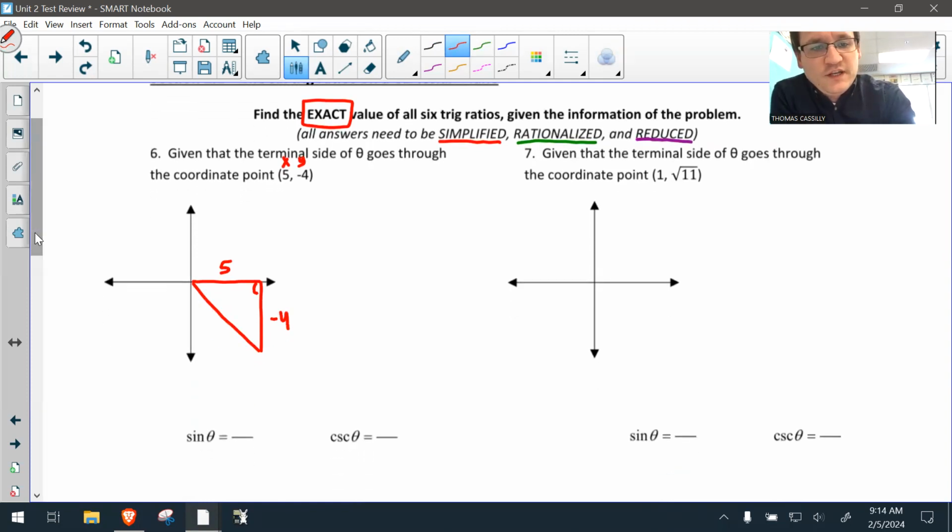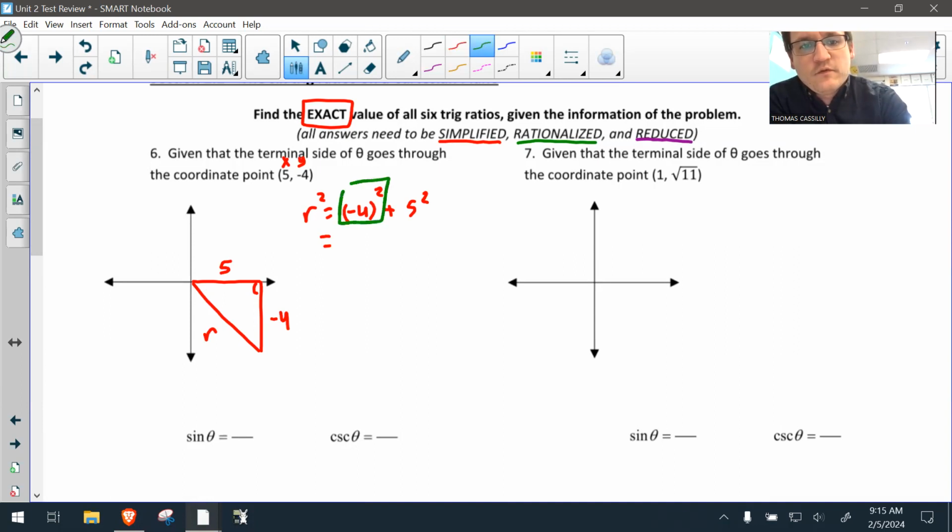What we need to do is we need to find, we call this the radius. All right, so we're not calling that like C anymore. We're going to call that the radius. All right, so to figure out the radius, all we have to do is Pythagorean theorem, r squared equals -4 squared plus 5 squared. Right? What is that going to give us? Keep in mind, this -4 squared should be a positive number. Anytime you square a number, it turns into a positive, right? So this should be 16 plus 25.